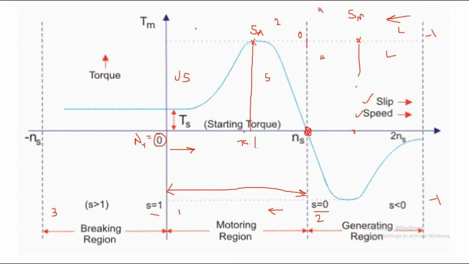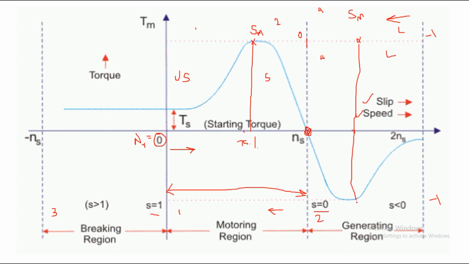And we can say this is the point where we are going to have 75% of rated speed. Here for the generating region we are going to increase the speed from ns to 2ns. So the aim would be reaching 2ns. Once the speed reaches 75% of 2ns, that point would be the value of SM. So now we'll see from 0 to SM.